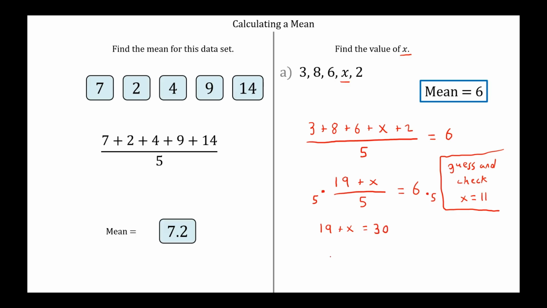Now this is just a one-step equation. So to isolate for x, because I'm adding 19 to x, I'm just going to subtract 19 from both sides of my equation. And now upon doing so, I'm just going to get x equals 30 minus 19, which is 11. So at the end, x still equals 11. Either I solved it by guessing and checking, or I solved it as an equation.